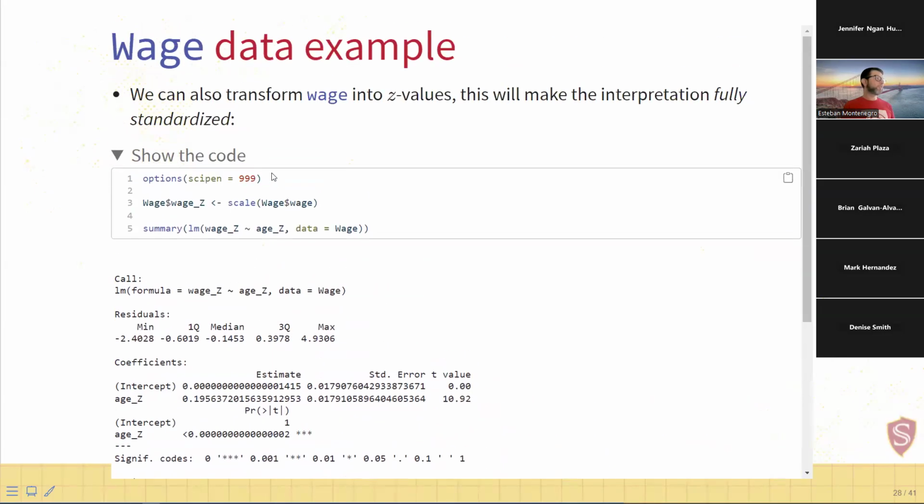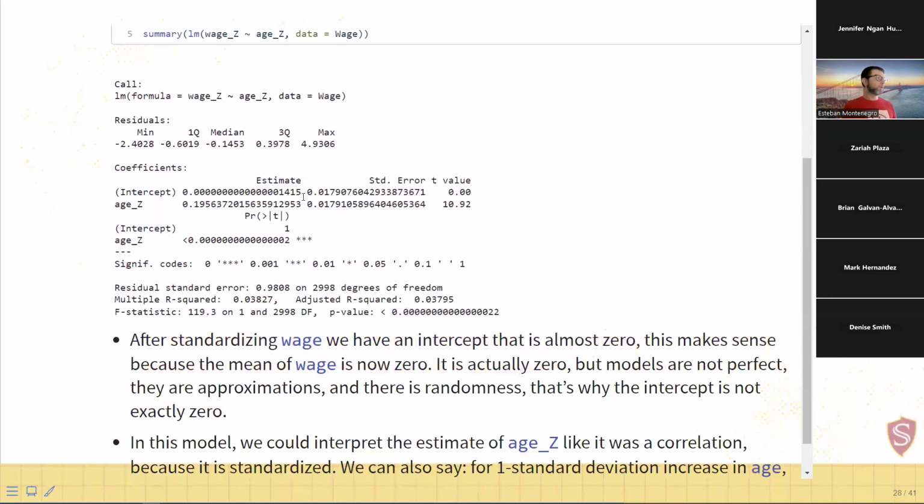You can do that by using this option, scipen equals 9999. It will show the full number instead of the scientific notation, just in case you want to see the full number. I don't like the full number because it's not very useful, but for teaching it's fine. So as you can see, it's almost zero. It has 14 and 15 at the end, but of course you can round this to zero.